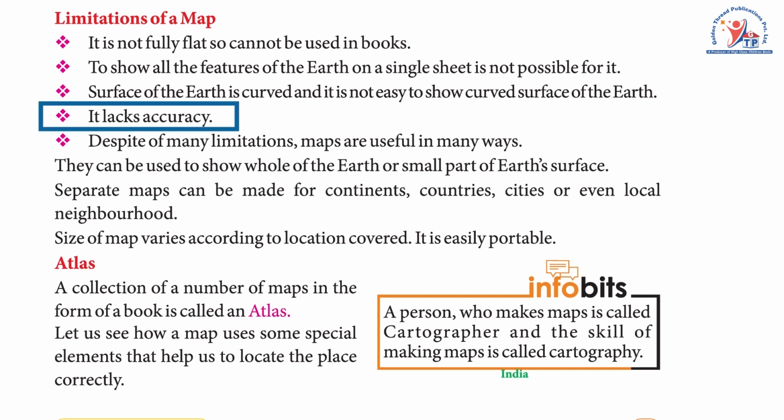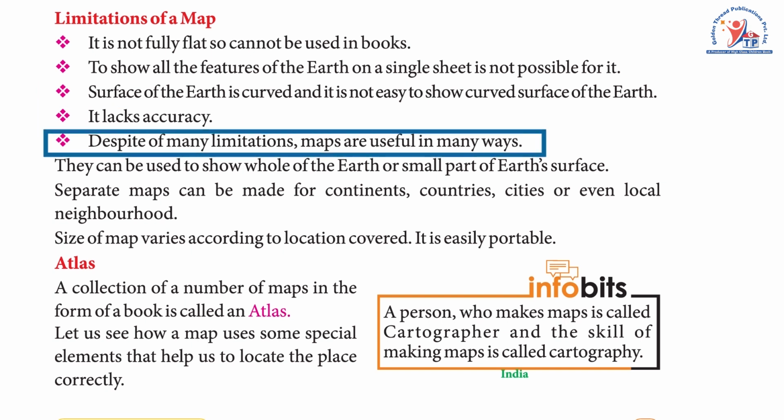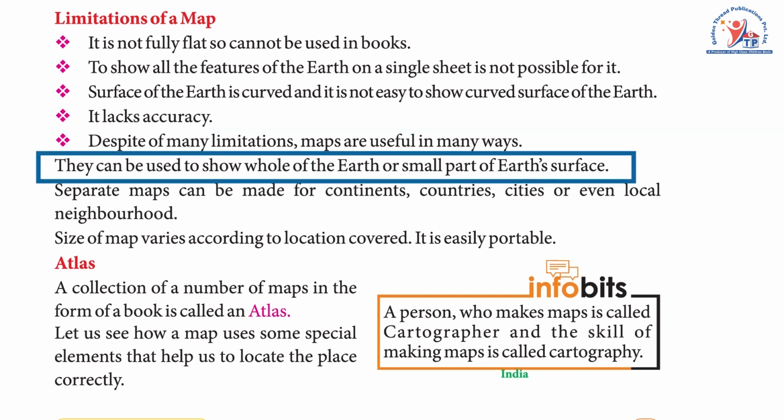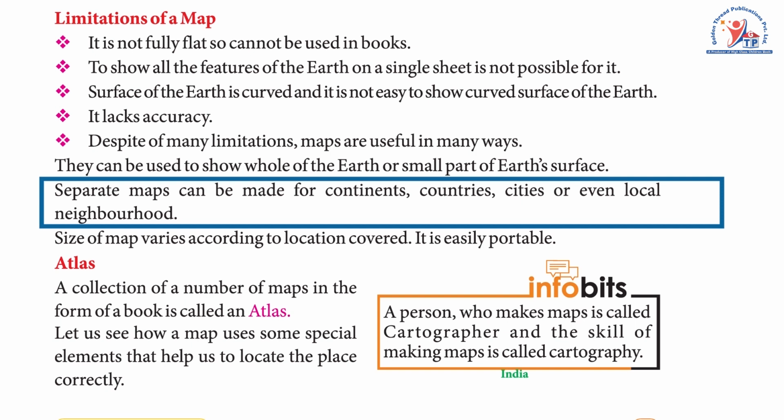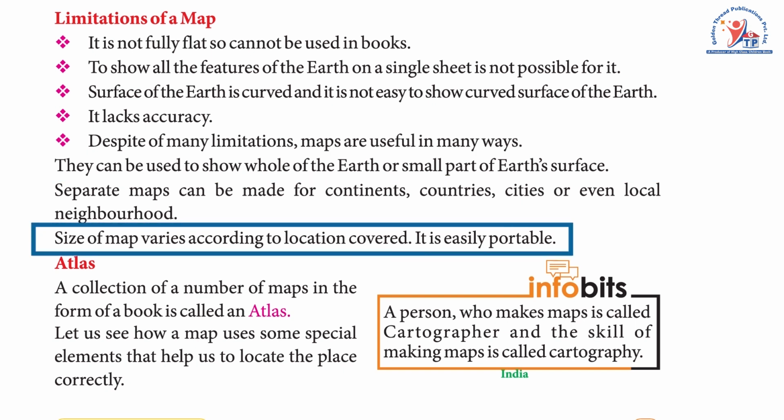It lacks accuracy. Despite many limitations, maps are useful in many ways. They can be used to show the whole of the Earth or a small part of the Earth's surface. Separate maps can be made for continents, countries, cities, or even the local neighborhood. The size of a map varies according to the location covered. It is easily portable.